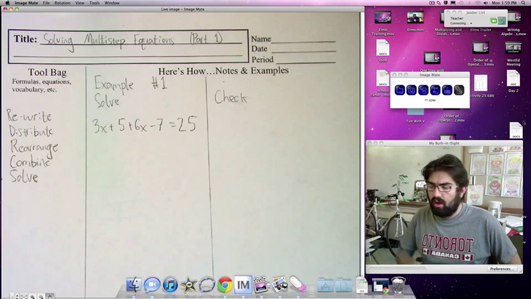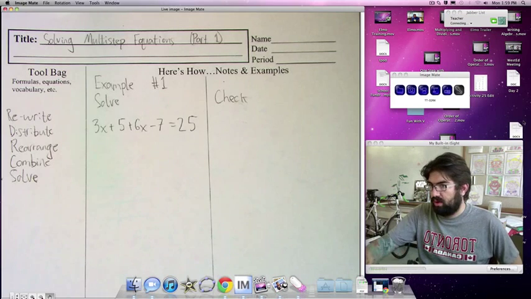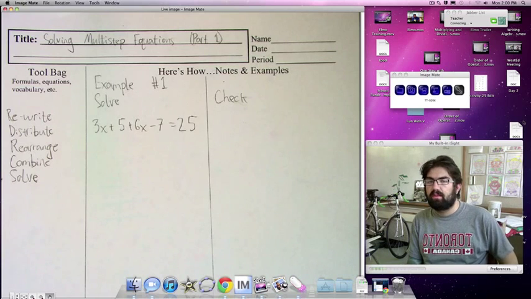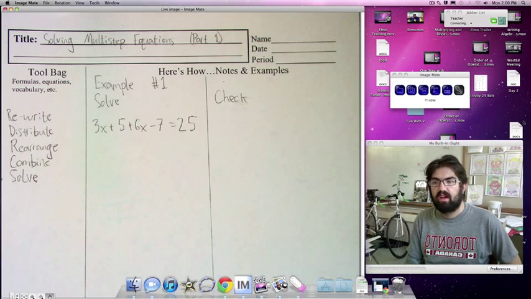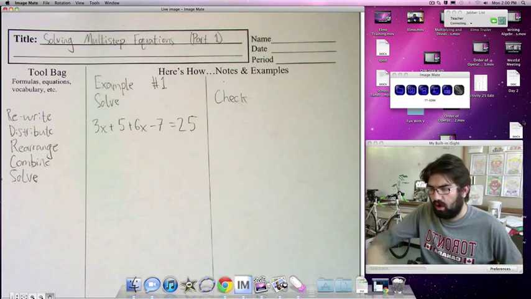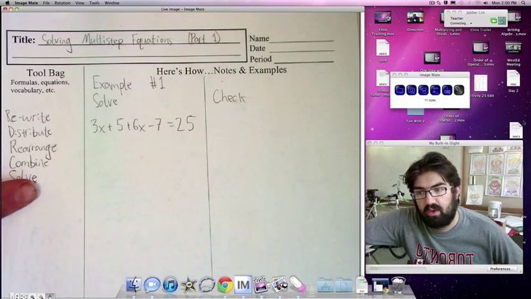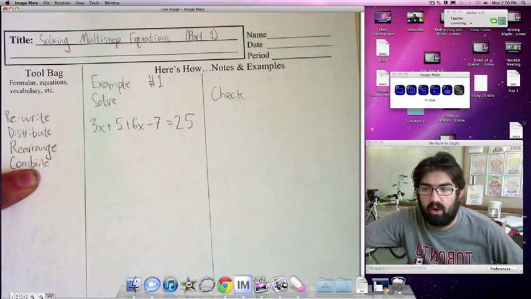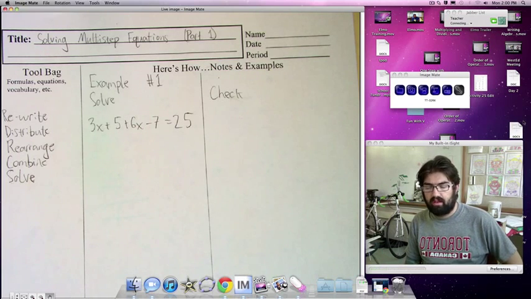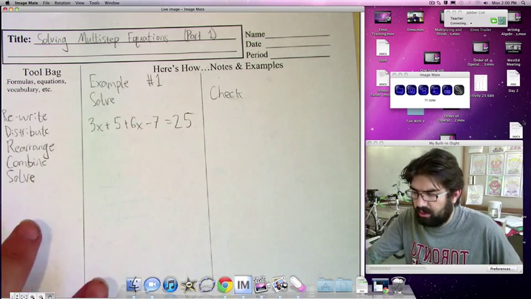problems. So, the first thing I would want to point out is, in the tool bag, I have the same 4 steps that we were doing with combining like terms, but also I've actually added an extra step, which is solve. After we've combined like terms and made it look all pretty, which is what we've normally been doing, so that's the combining like terms part, we're actually going to solve the equation once we've made it a lot easier to work with. So, here we go.